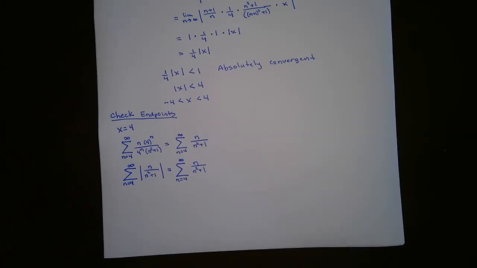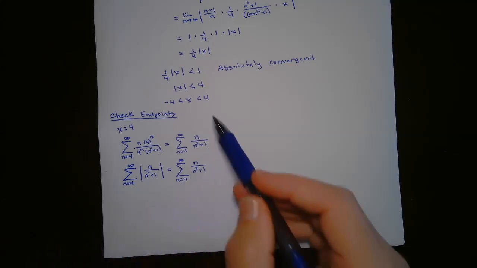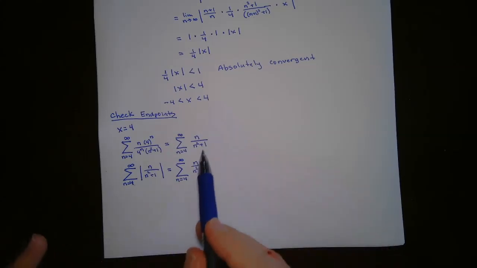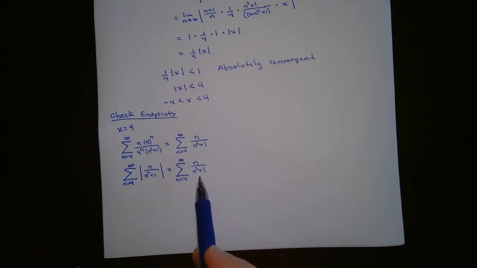So when we do this, we're going to be able to tell if this converges. Then it's going to be absolutely convergent at x equals 4, and then we would include 4. But if it diverges, the original series would diverge and this one would diverge, so it wouldn't be absolutely convergent, and neither would it be conditionally convergent. All right, so how do we test for the convergence of this?